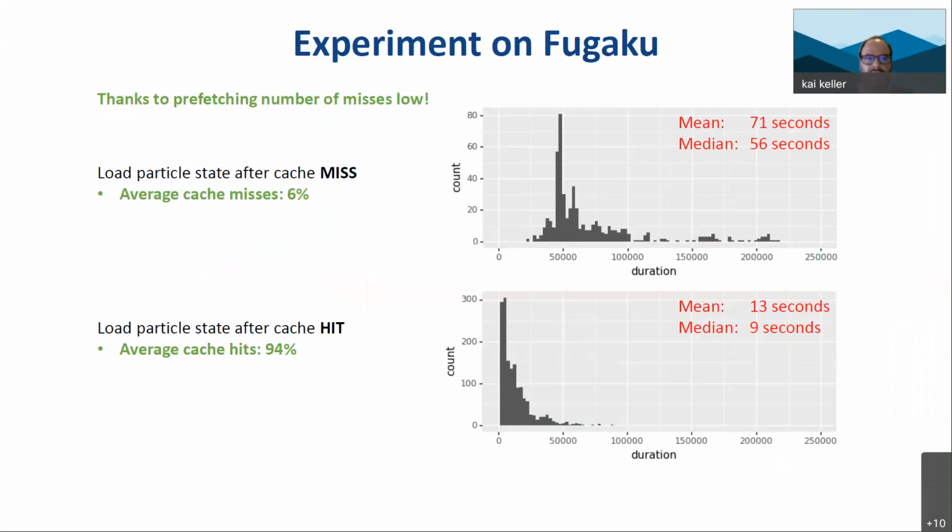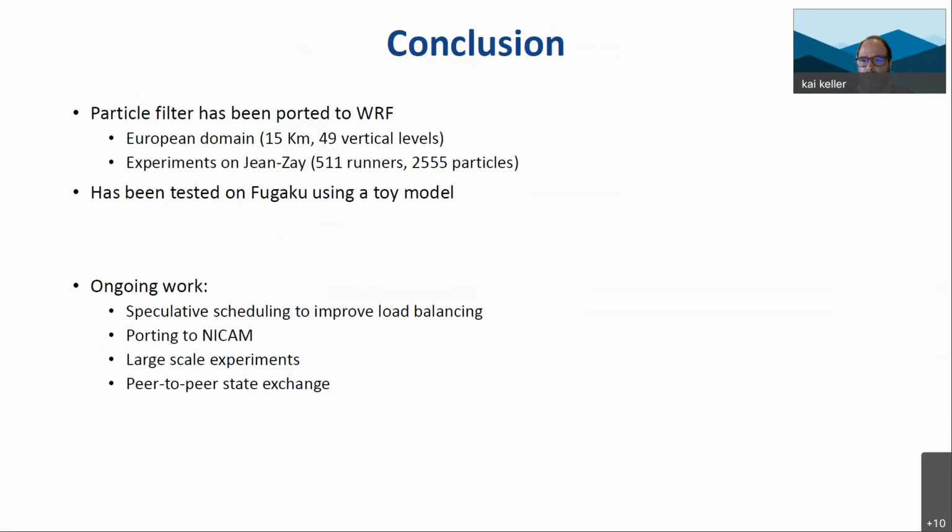And we can see that in 6% only, we need to fall back to the parallel file system, because thanks to the prefetching, in 94% of the cases, the particle state is already local on the node, and we can immediately go on with the propagation of the particle.